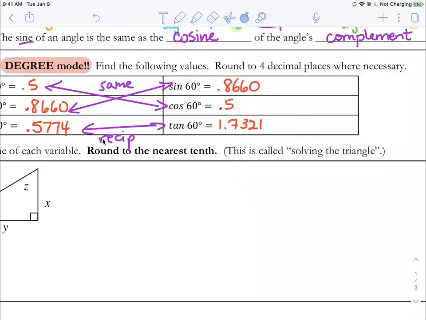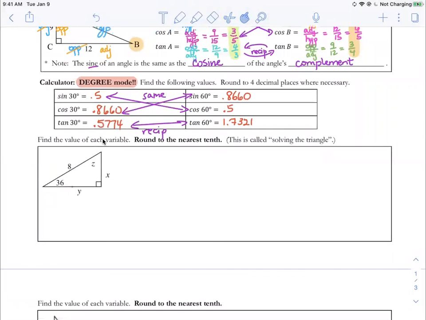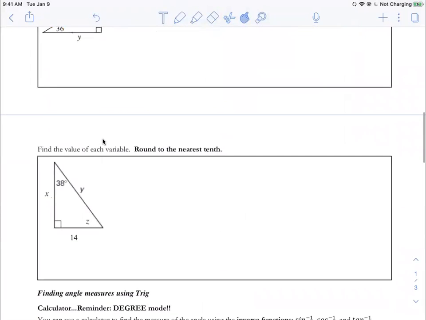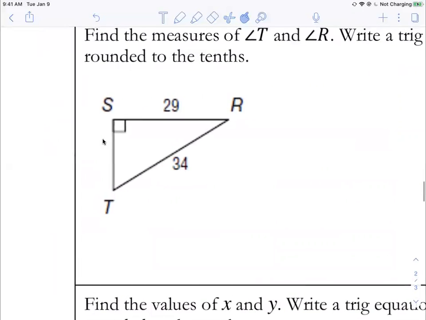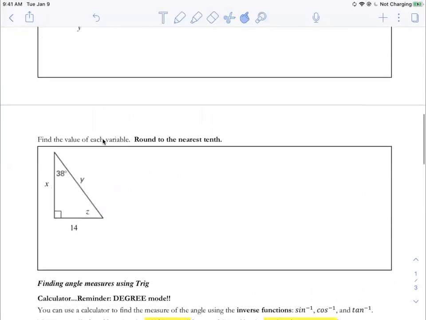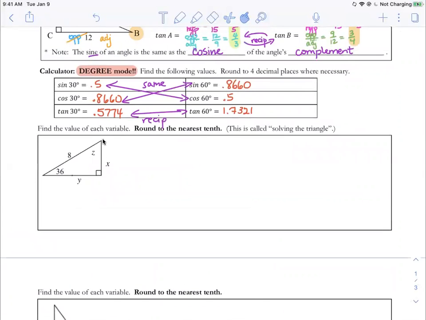They should be reciprocals. Okay, now the rest of this lesson is going to be talking about how to solve triangles. That means if I give you a triangle like this, it's a right triangle, I want you to be able to figure out all the missing angles and all the missing sides.